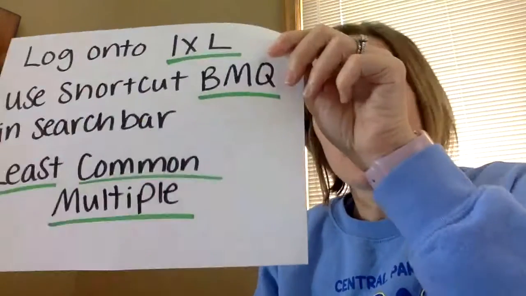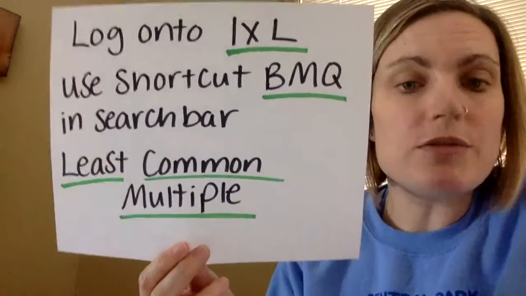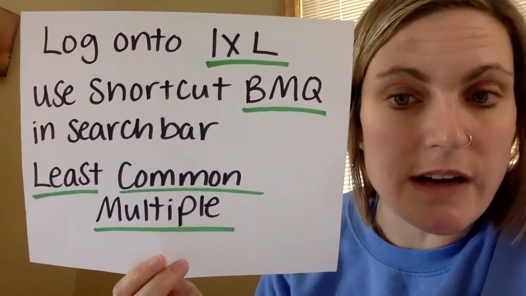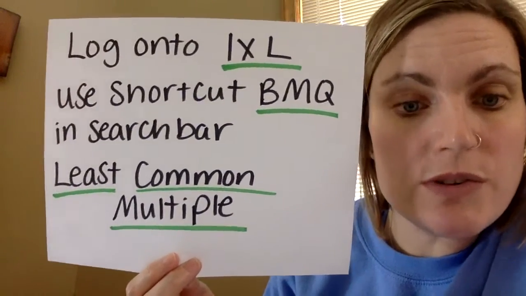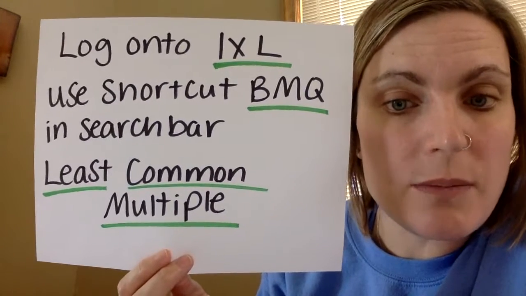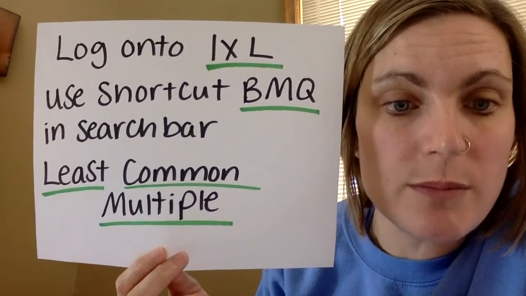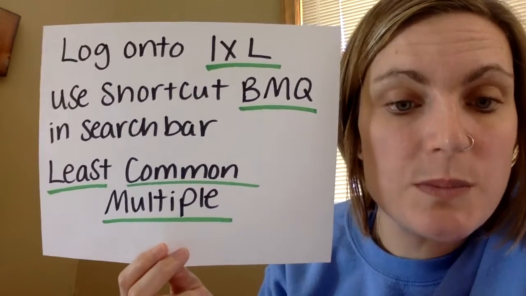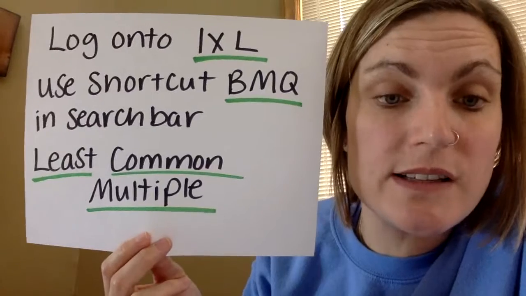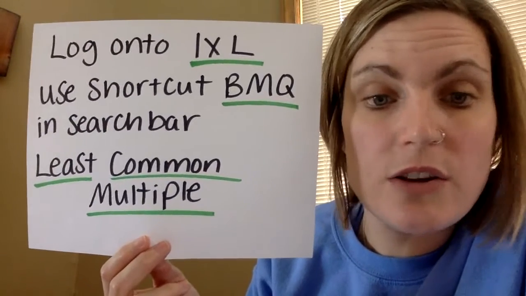Here's what I would like you to do, fourth graders. You're going to log on to IXL now. In your search bar, I want you to type in BMQ. That's going to lead you to a skill that says least common multiple. It's going to pull up a fifth grade level skill in math. Don't let that freak you out.